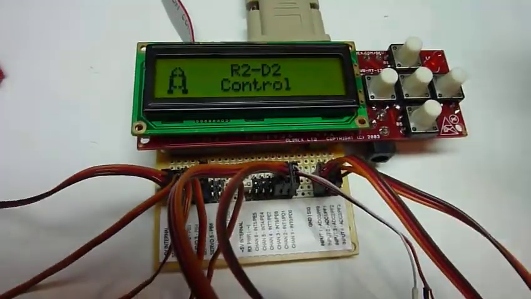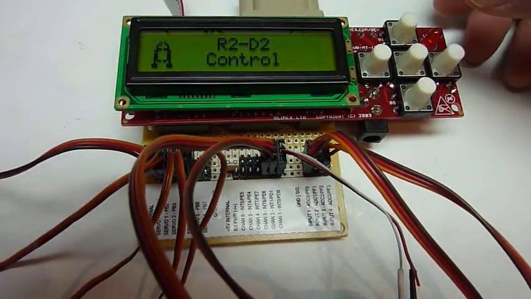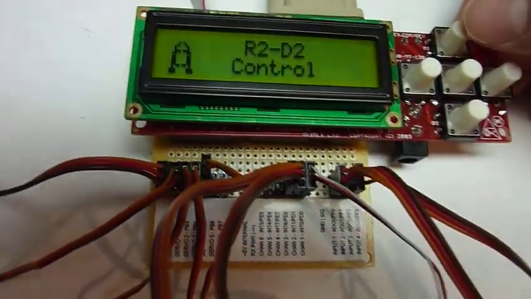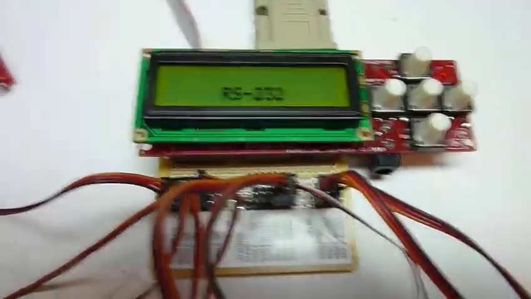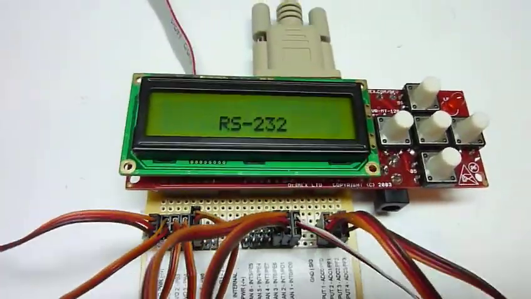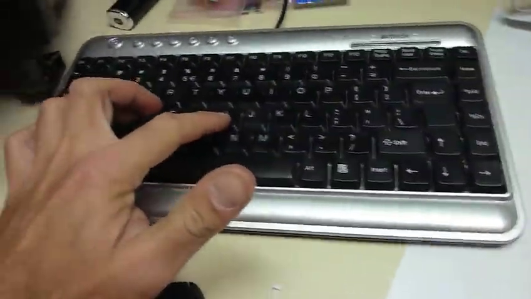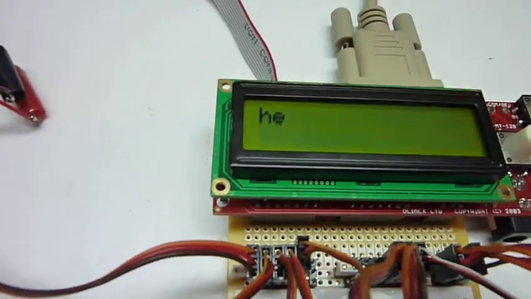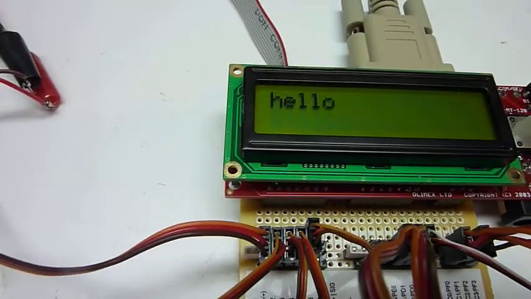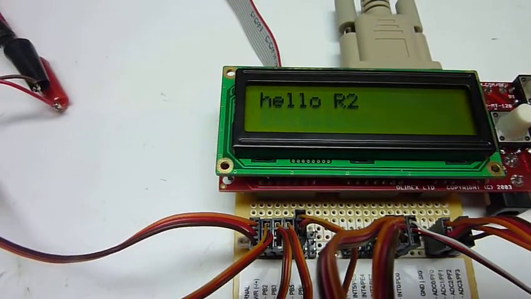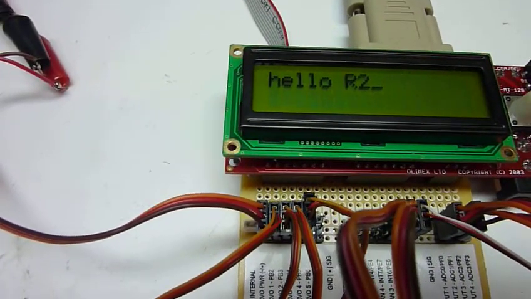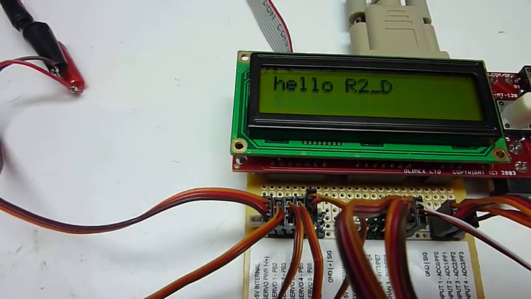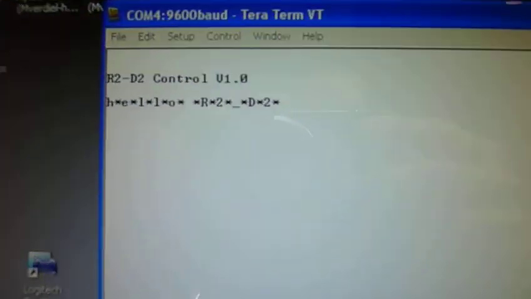So let's see what it can do. It can do everything at the same time. First one, of course, is it can talk RS-232. So let's see what we can do here. We can type, and it comes out the other way. And of course, it talks to the computer back. So I have it echo.